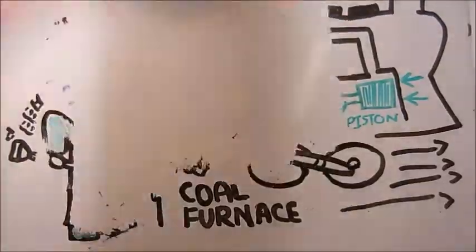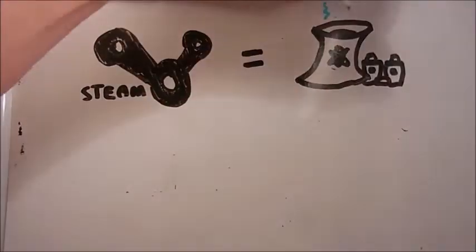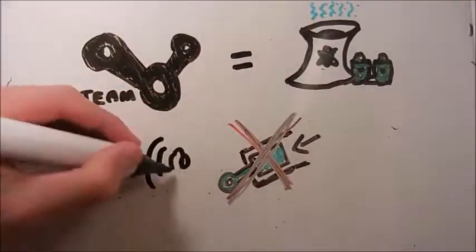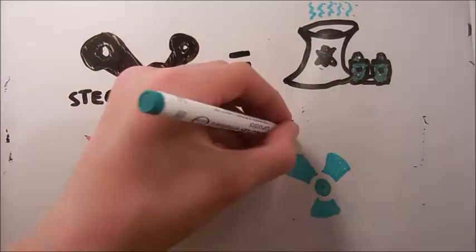Once this use of pressurized steam has been expended, the piston moves back to its original position, so the cycle can begin again. Nuclear power follows this same method, except the piston is replaced with a steam turbine, and the coal is replaced with uranium-235.